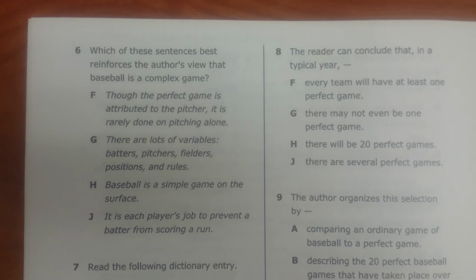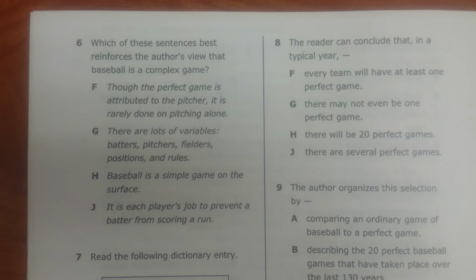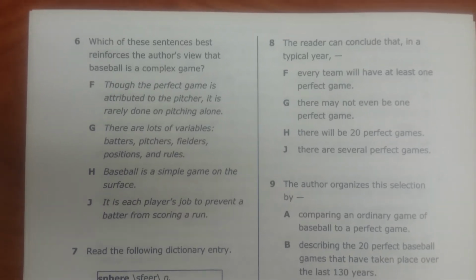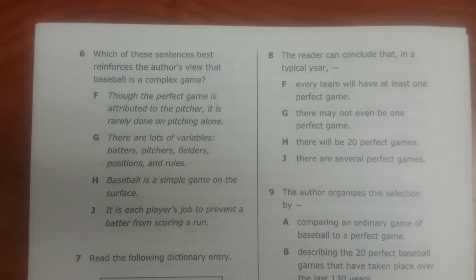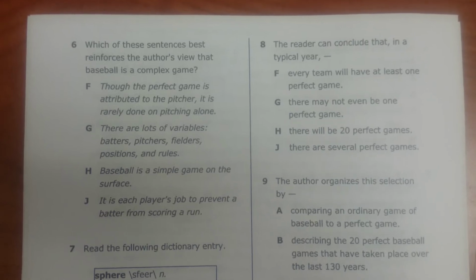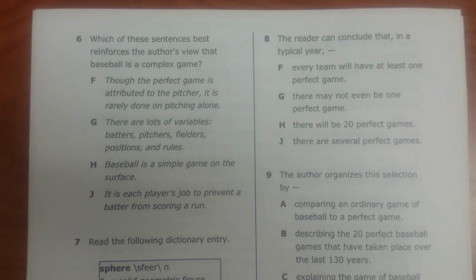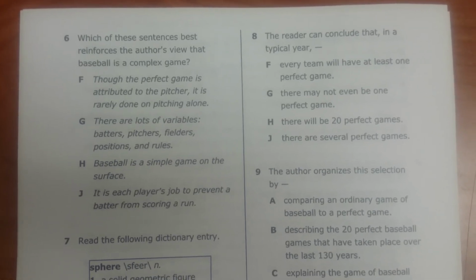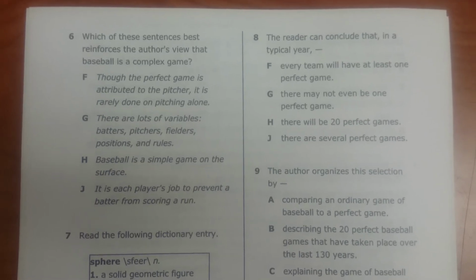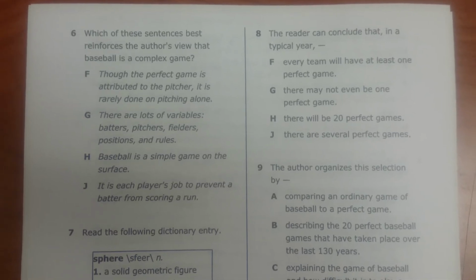6. Which of these sentences best reinforces the author's view that baseball is a complex game? F. Though the perfect game is attributed to the pitcher, it is rarely done on pitching alone. G. There are lots of variables, batters, pitchers, fielders, positions, and rules. H. Baseball is a simple game on the surface. J. It is each player's job to prevent a batter from scoring a run.